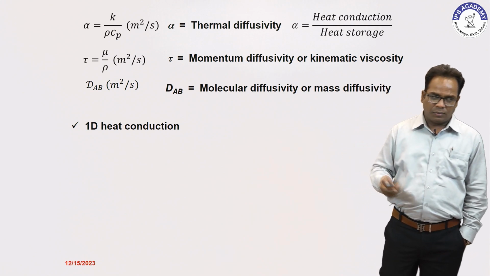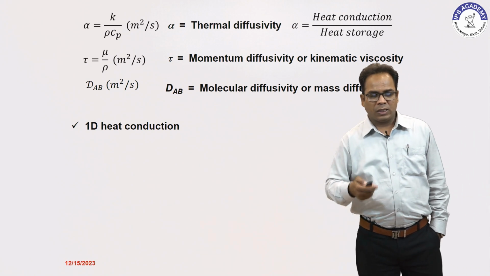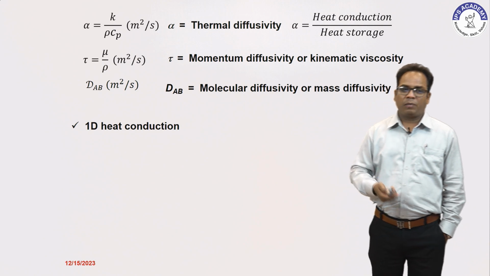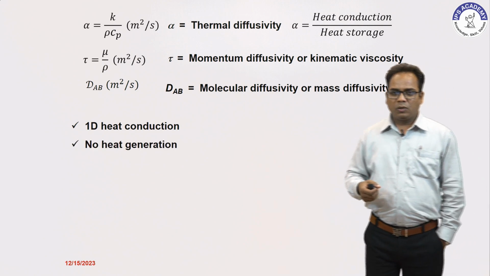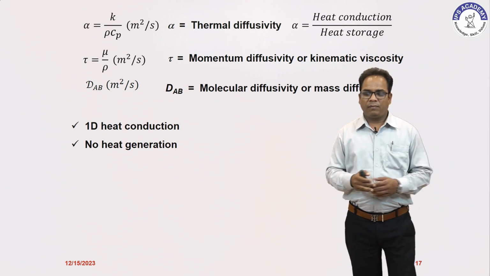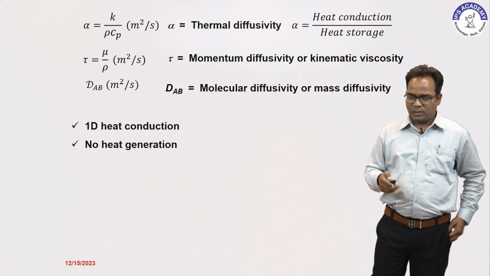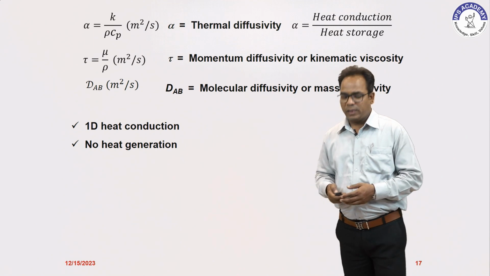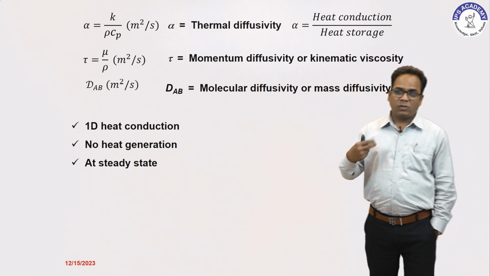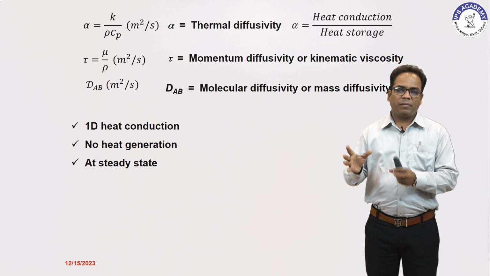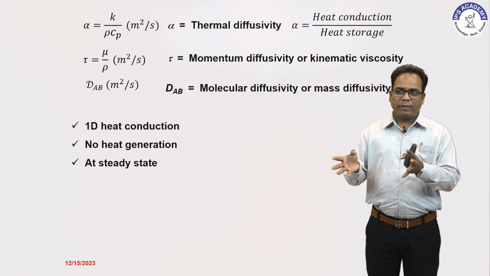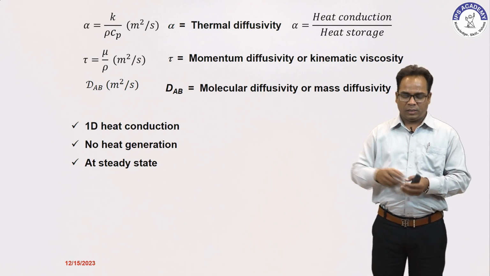Okay, so in order to simplify that heat diffusion equation or Fourier-Biot equation, we will make some important assumptions, and by making those assumptions we can solve that second order partial differential equation. We'll assume only one dimensional heat flow, meaning the heat will flow only in the x direction. There is no heat generation, so we'll drop that term, and we also consider the system to be at steady state, meaning once it achieves equilibrium, the temperature will not change with respect to time.